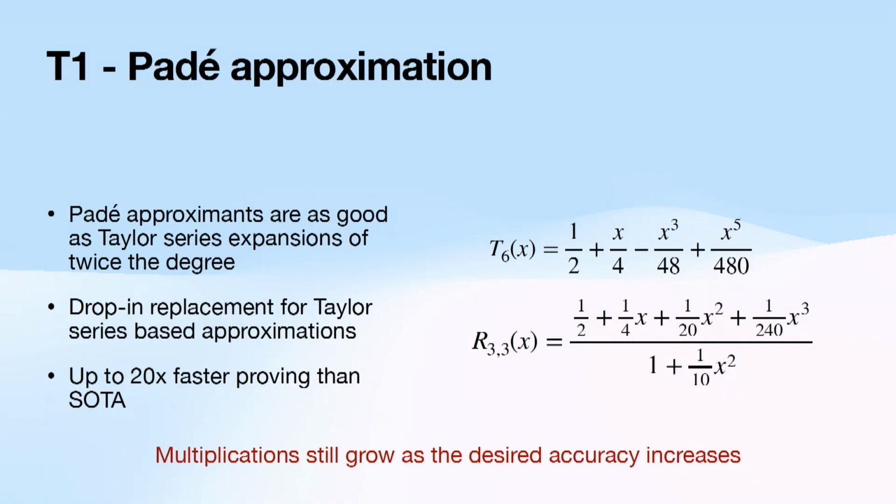But unfortunately, notice that if you need more accuracy, you still have to increase the degree of the polynomial. You still need to increase the number of terms you have, and this still increases the number of multiplications. So the second part of this talk is going to be, well, how do you avoid increasing multiplications? Or when you increase the accuracy you want, can you avoid increasing the multiplicative number of terms?